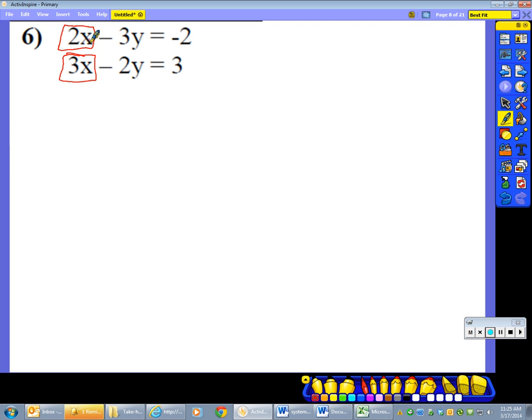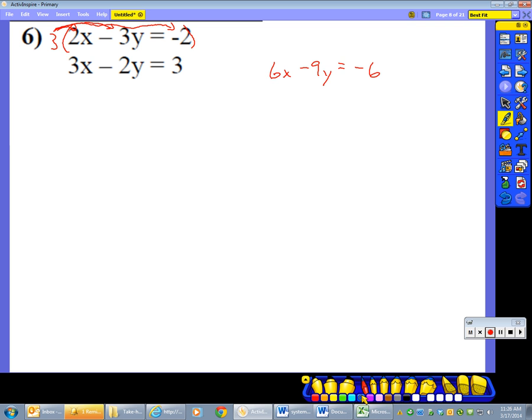So I'm going to make one of these equations say a 6x and the other one say a negative 6x, because that way they will eliminate each other. So I'm going to make this first equation become a 6x. I'll bring that work over here on the right side, and I'll color code it. In order to go from 2x to a 6x, I'm going to multiply this entire equation by 3. So I have 3 times 2x, that's going to give me 6x. And 3 times a negative 3y is going to give me a negative 9y. And 3 times a negative 2 is going to give me a negative 6.